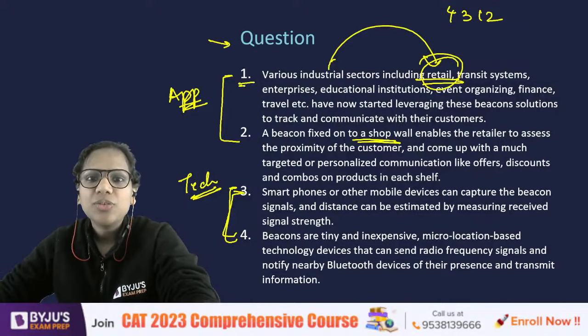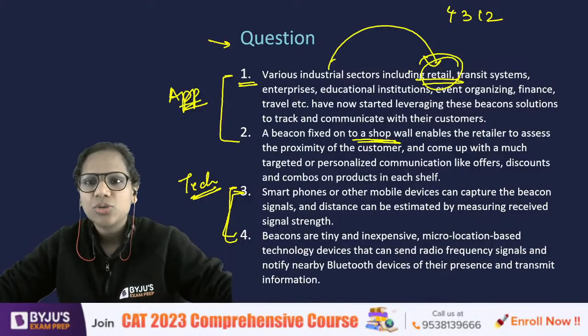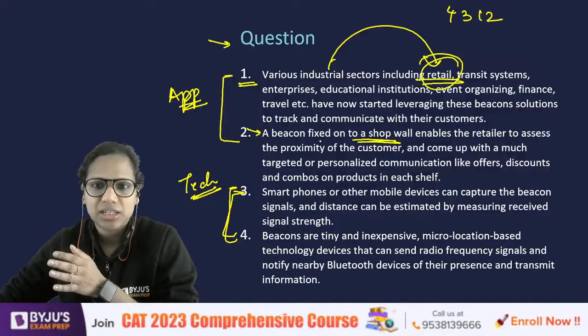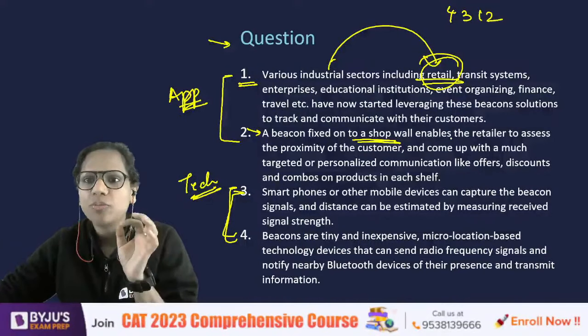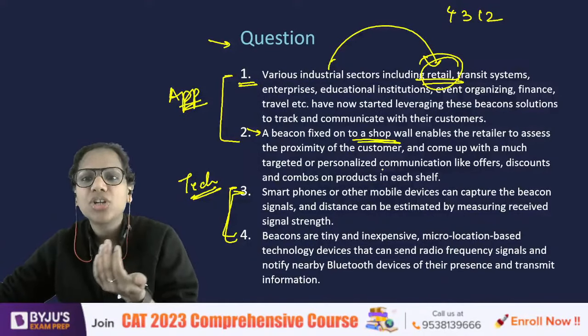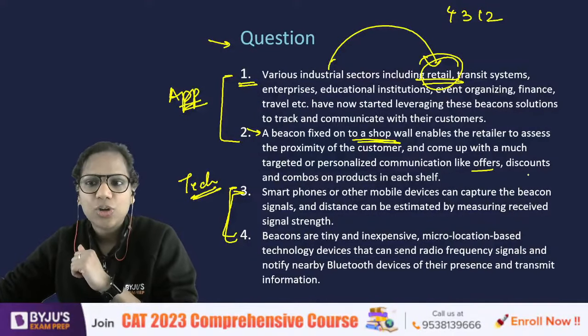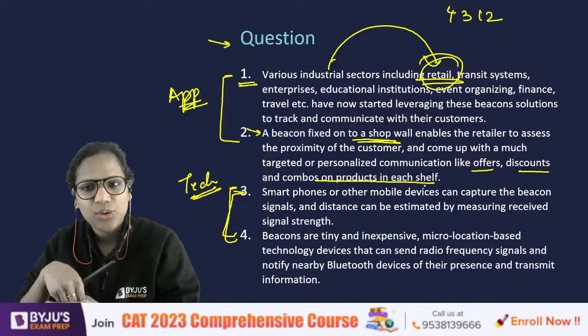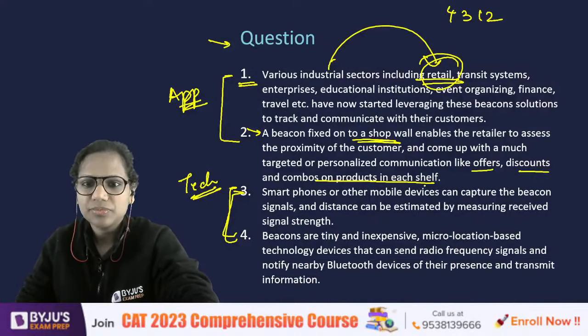See, because in 1 I explain which sectors use it. So retail is one of those sectors. And then I explain how it is used in retail. A beacon fixed onto a shop wall enables the retailer to assess the proximity of the customer and come up with much targeted or personalized communication like offers, discounts, and combos on products in each shelf. Okay, make sense?